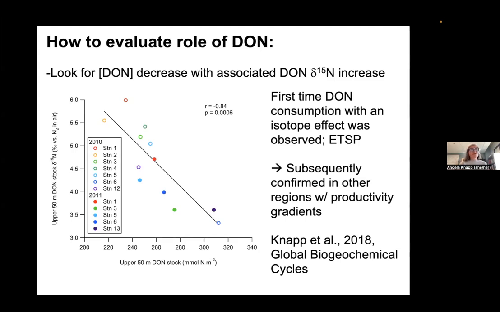So I've talked to you a lot about our evidence for DOP consumption, and now we're using this metric for DON consumption, this isotopic change in DON consumption, to help us understand when DON is being used. That's something I'm working on a lot going forward: applying this tool elsewhere.